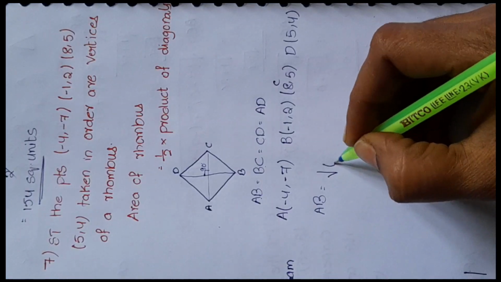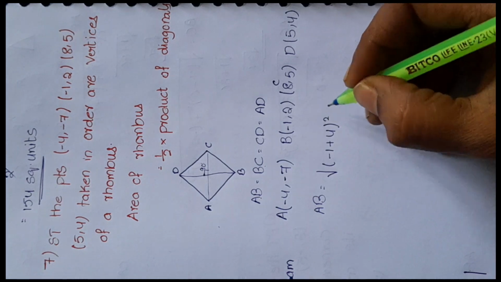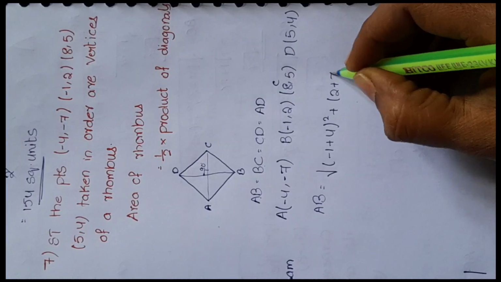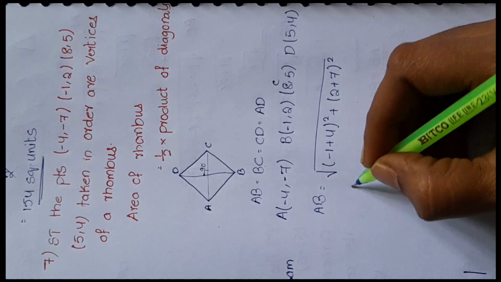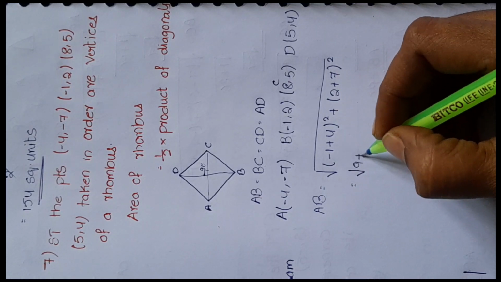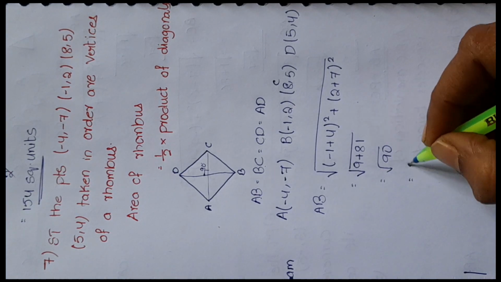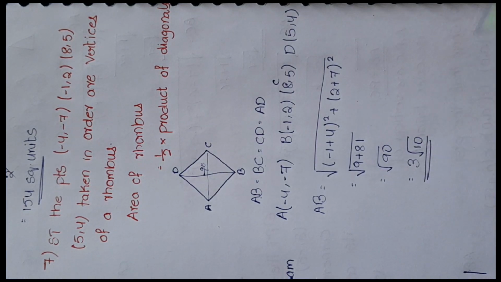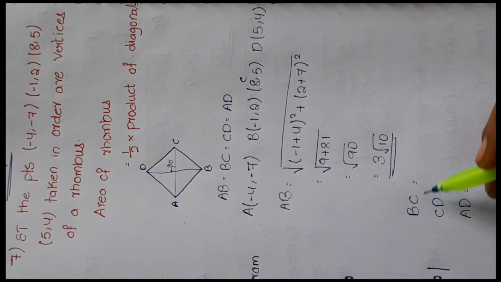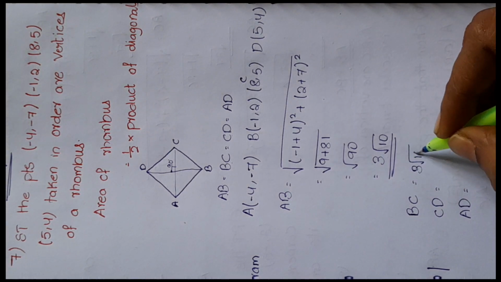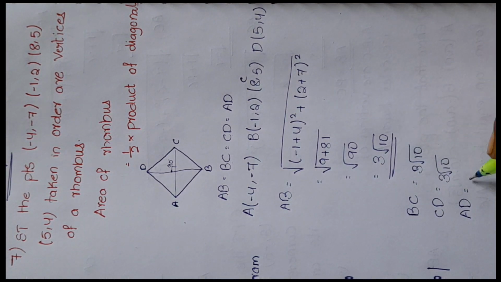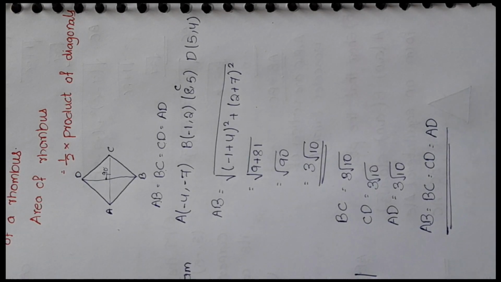AB distance is root of (minus 1 plus 4) whole square plus (2 plus 7) whole square, which is equal to root of 9 plus 81, root 90. This can be written as 3 root 10. On calculating the distances, we get BC is equal to 3 root 10, CD is 3 root 10 and also AD is equal to 3 root 10. Here all the four sides are equal.